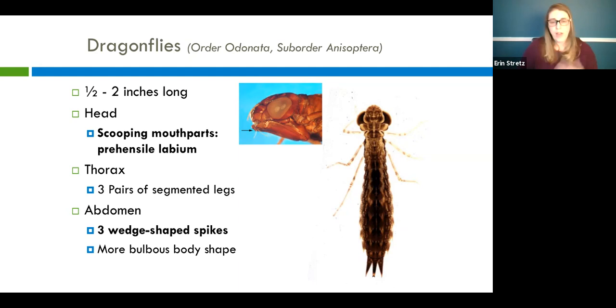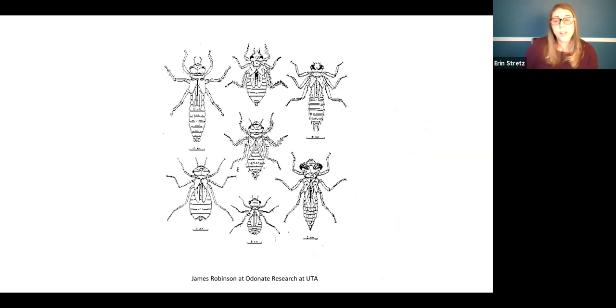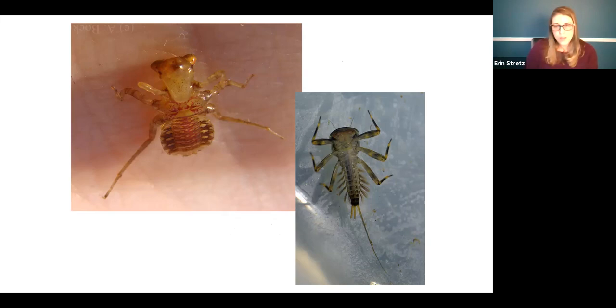Whereas the damselfly larvae were more slender, more lithe, a little bit thinner, the dragonflies are a little bit stockier, more bulky, and they have wider abdomens. So if you were to flip one of these specimens over, you can see maybe what I mean in the left image here, the dragonfly nymph.